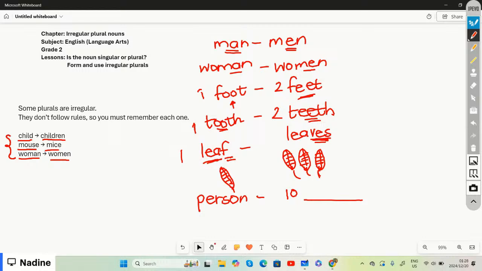Yes, well done. So we have one person. Don't worry for now, we're not going to look at the spelling, but one person, 10 or two or more people. Well done. People is correct. So well done.